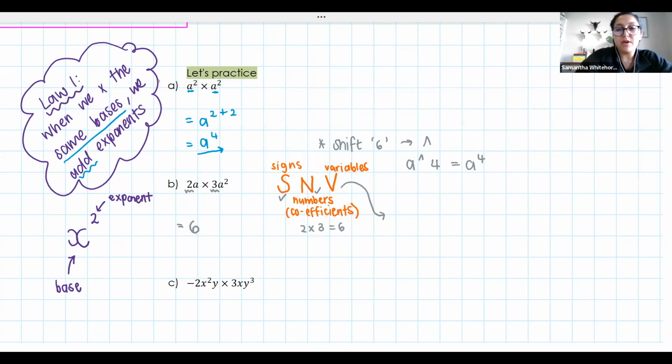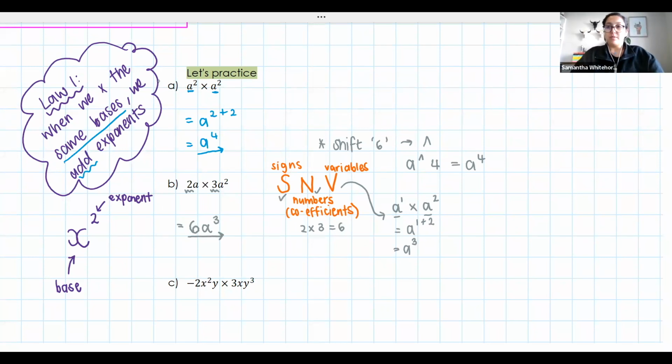When I look at my variables, I've got a times a squared. Now, because we have the same bases, we know we can add the exponents. And we know that any variable sitting by itself with no exponent does actually have an exponent of 1. So what that means is that I am actually adding 1 plus 2 in my exponent, giving me an exponent of 3. And so what I have here as my final simplified answer is 6a cubed.